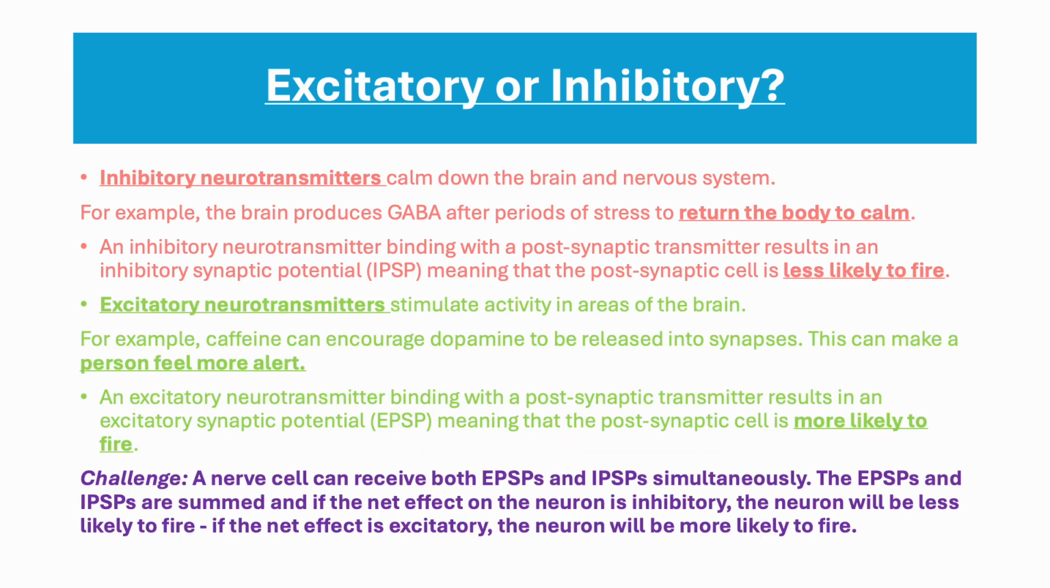Now, a nerve cell can receive both excitatory and inhibitory synaptic potentials, and it just basically means whichever one there is more of will win. So it's the process of summation. They get summed together, and if the net effect on the neuron is inhibitory, then it's less likely to fire. But if there's more excitatory, if the net effect is excitatory, then it will be more likely to fire. So it's just about understanding that neurons can receive both inhibitory and excitatory neurotransmitters.